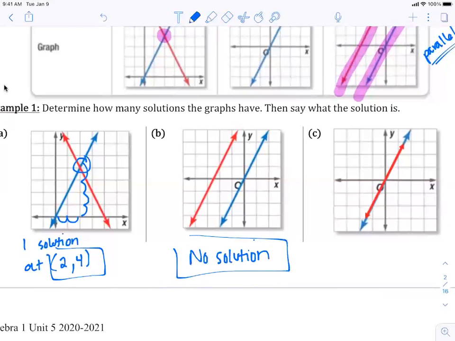So if I asked you what is the solution, you would say this one literally has 0 solutions. There is no solution to that graph because those lines don't cross.